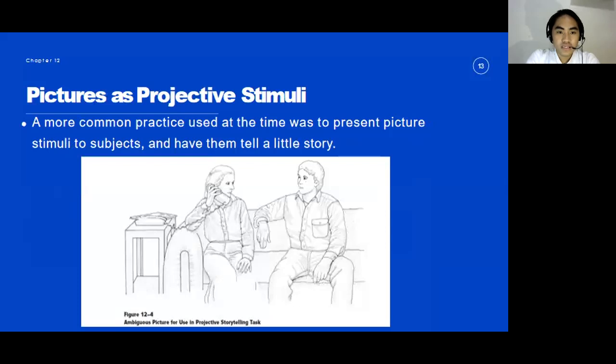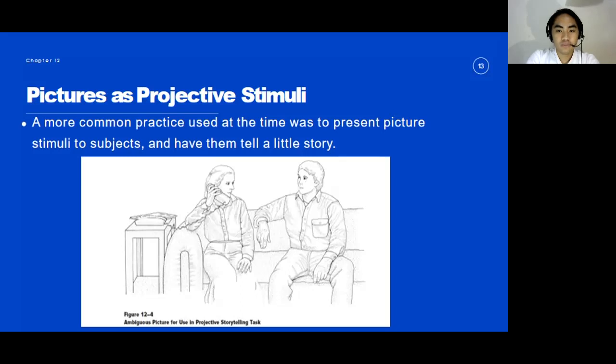Okay, let's have a look at some other tests that use that methodology, but with a more rigorous scoring system and different types of projective images. A more common practice used at the time was to present picture stimuli to subjects. So you just have to tell them a little story. That works really great with children. Children love telling stories, and presumably the themes and issues that I bring up from that picture reflect my worldview, my acculturation, and also the feelings and thoughts that I have going on.